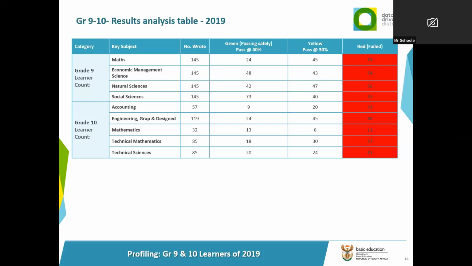18 learners in technical mathematics were safely passing. But we look at all those on the yellow pass, risk learners, 30. Those who fail, 37. Technical sciences, as you can see, 20 safely pass, yellow on the risk line, and 41 those who are failing. So these numbers became a main concern for me as the principal and the SMT. And after sharing with them, they were really appreciating the work that I had done so that they can try to sit down. Because remember, we were enjoying our 2016 pass, but not having mechanisms in place to sustain that pass. So we were just enjoying.